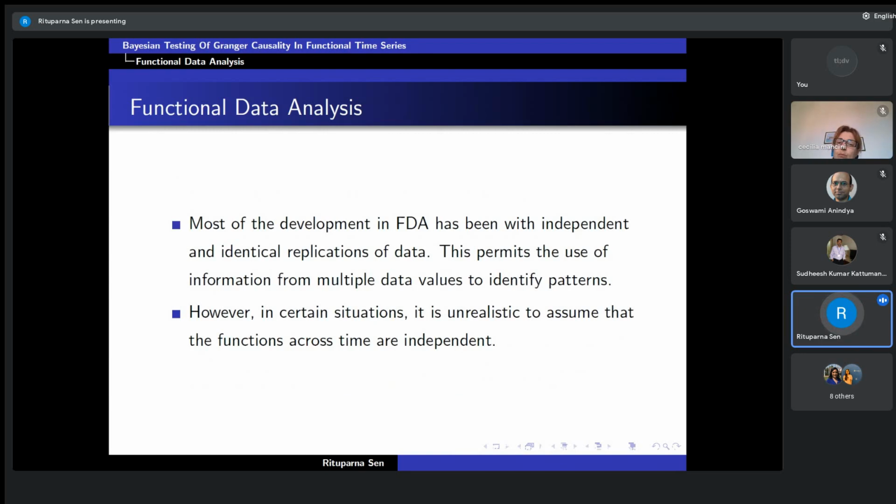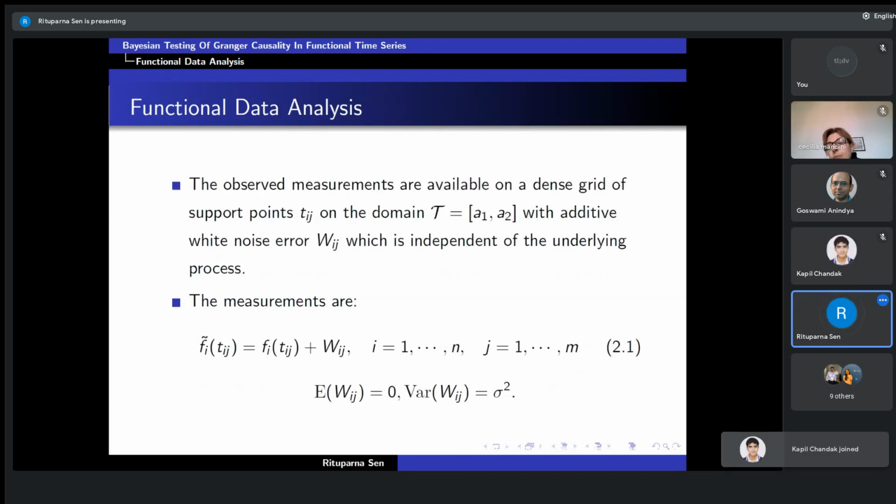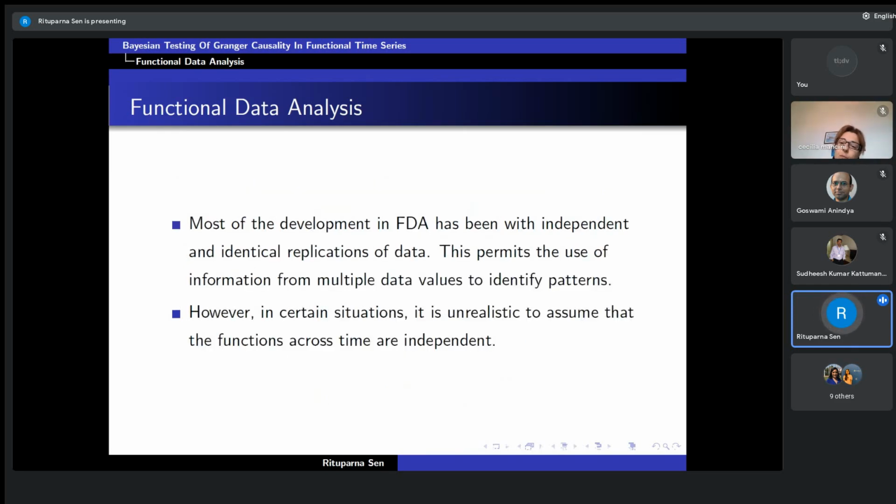Now, most of the development in functional data has been with independent and identical replications of the data. When I say independent, within each i, the Fi Tij can be dependent for different T's. So within each individual, the observations at different points can be dependent, but each individual is independent from the other. So across i, they are independent. And this permits the use of information from multiple data values and identification of patterns.